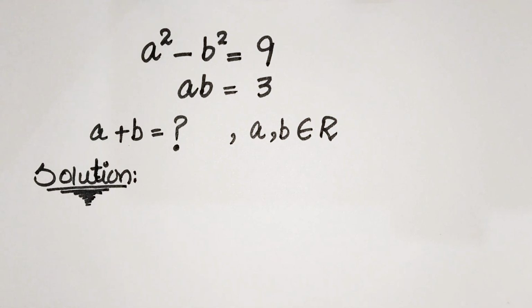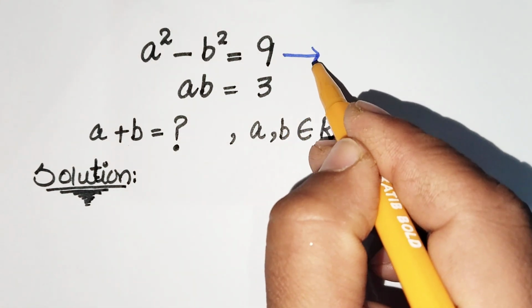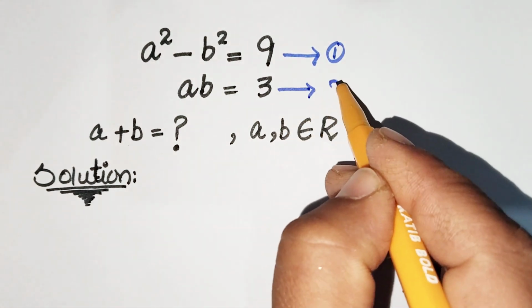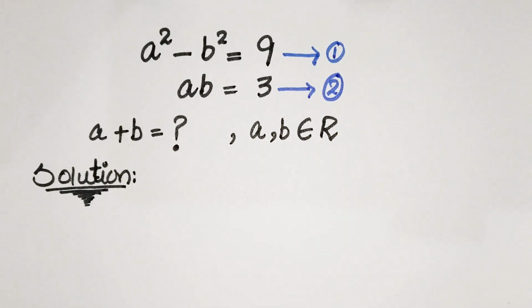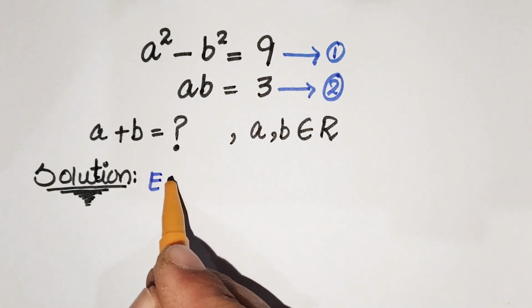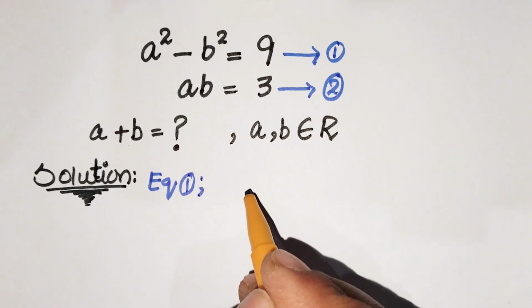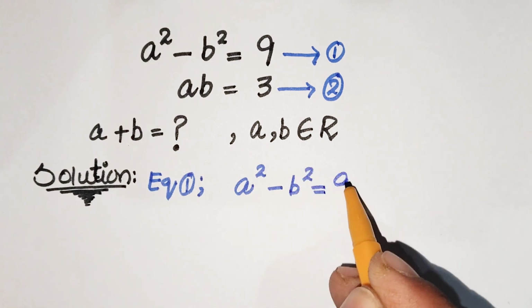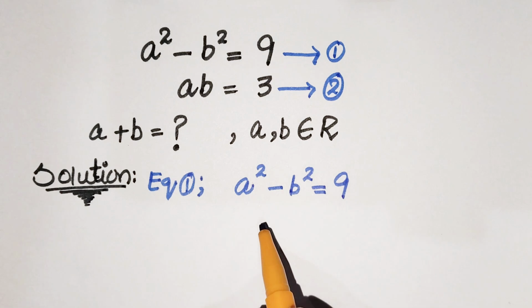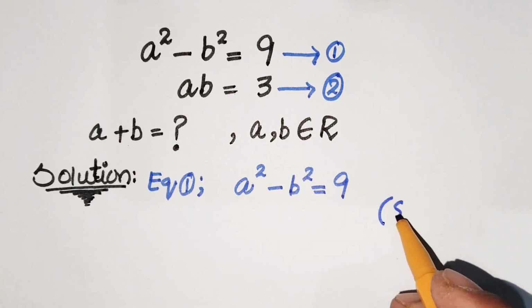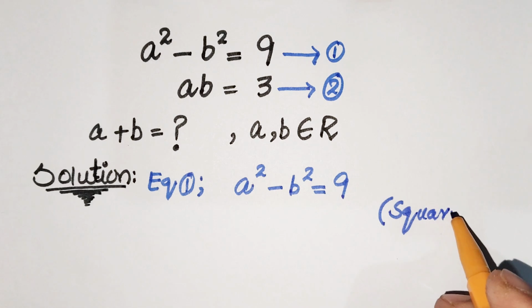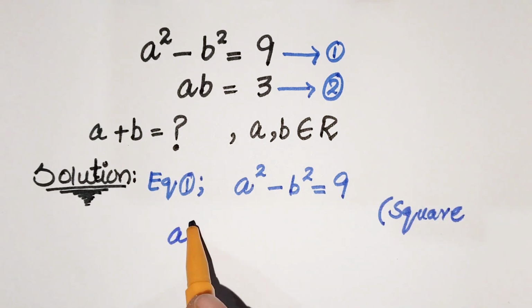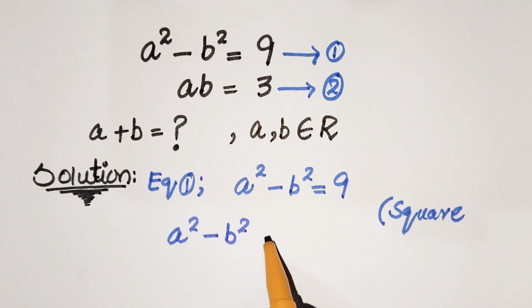So now we are going to write it as our equation 1, and this is our equation number 2. Here we are going to solve our equation number 1. So we have a squared minus b squared is equal to 9. Now if we take the square on both hand sides, squaring on both hand sides, then we get a squared minus b squared is equal to 9, squaring on the left hand side and similarly on the right hand side.